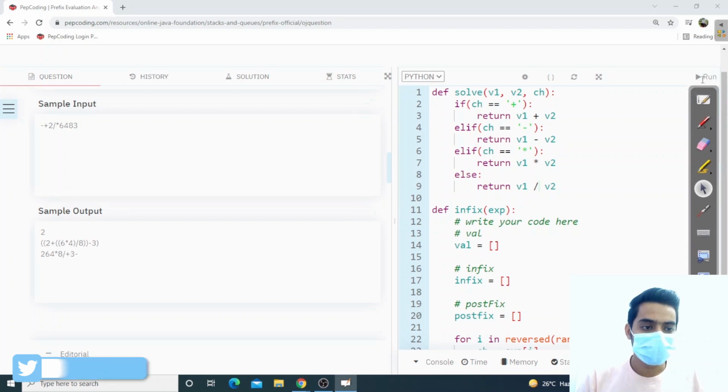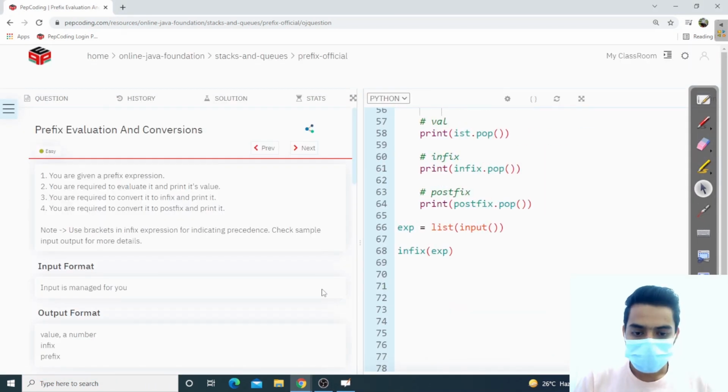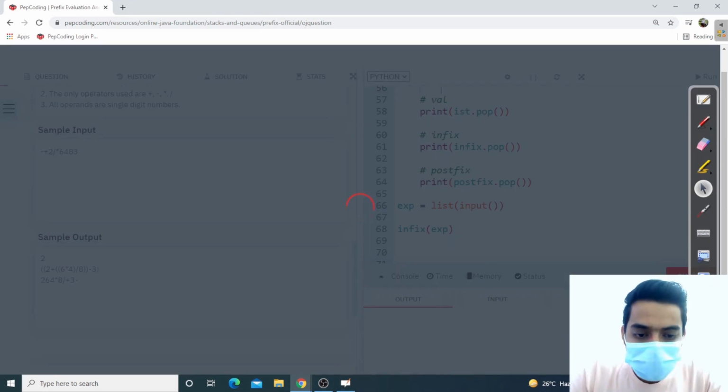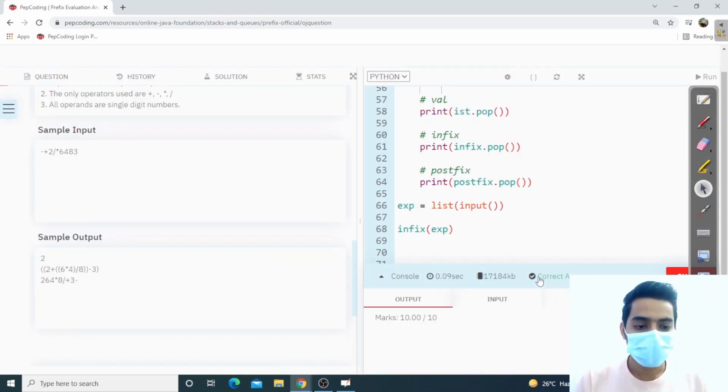So let's try to run this code. Let's try to submit it. So submitted.